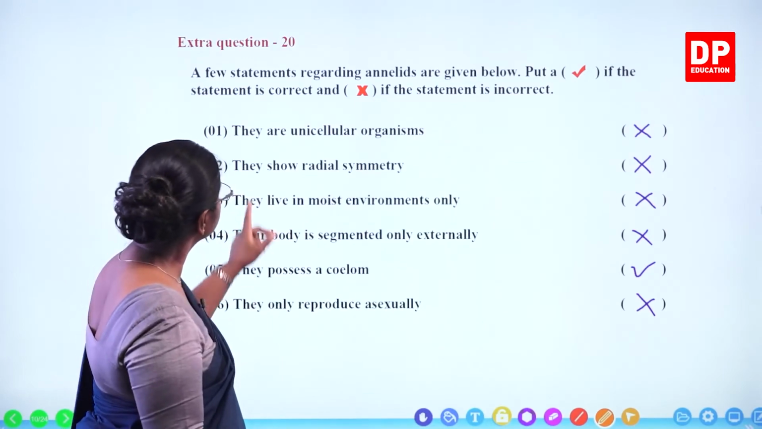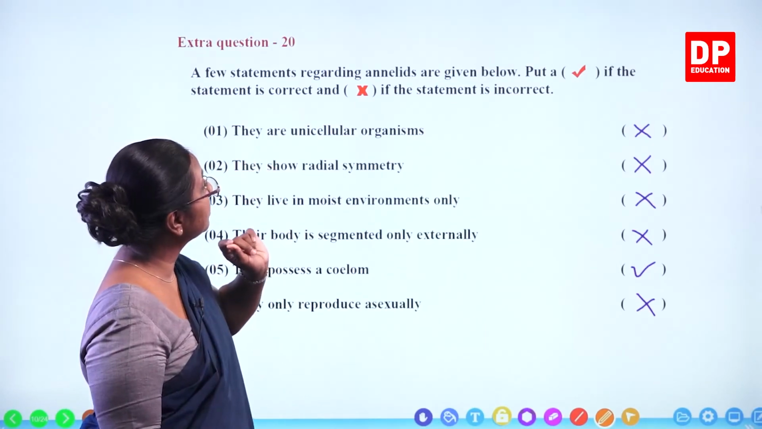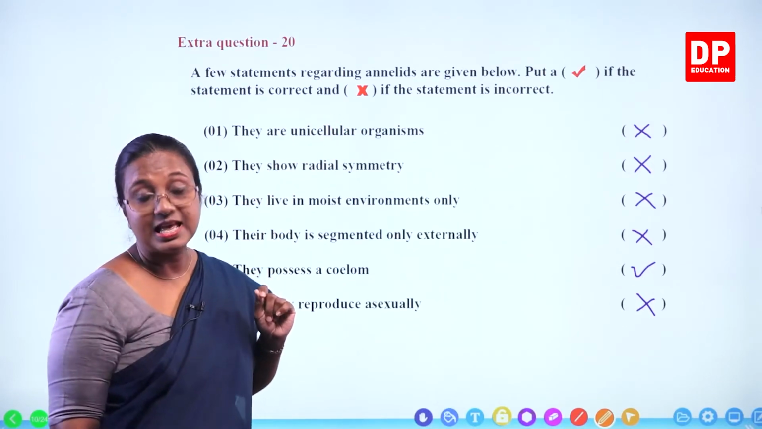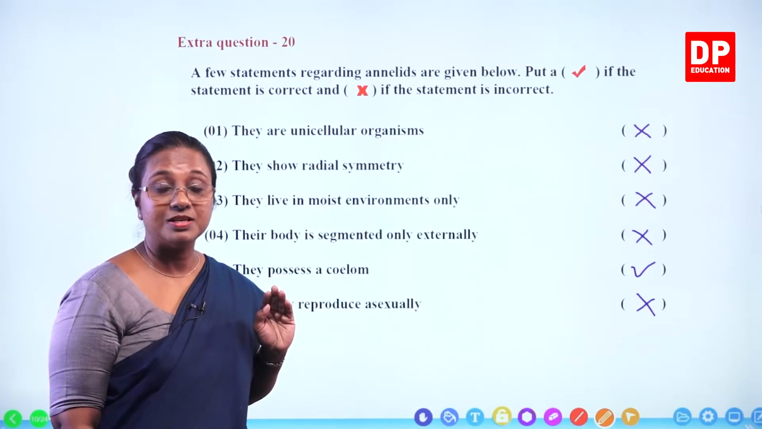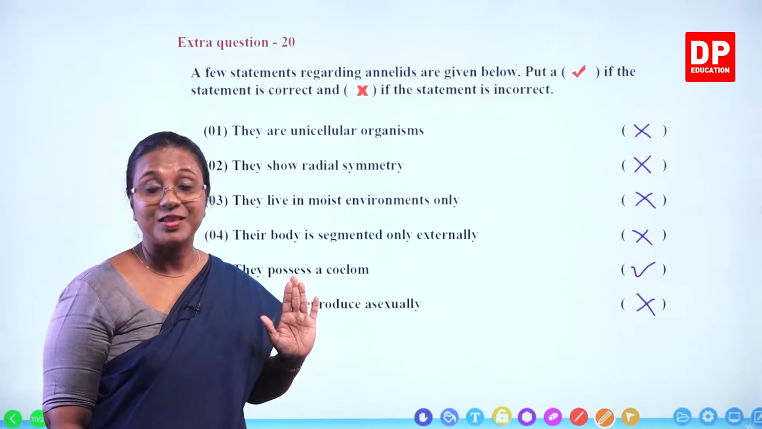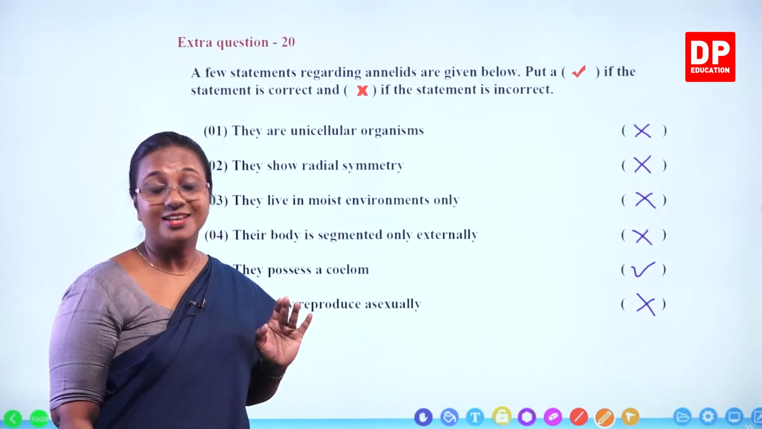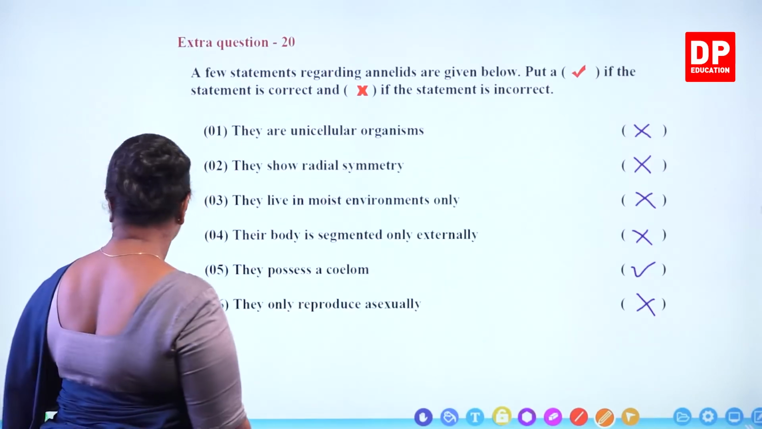So, those are the statements in extra question 20. These statements are related to annelids, the annelid worms. So, we have answered all the statements there. We have selected as correct or incorrect there. I am sure you also did this correctly. With that, students, I will move on to the next question.